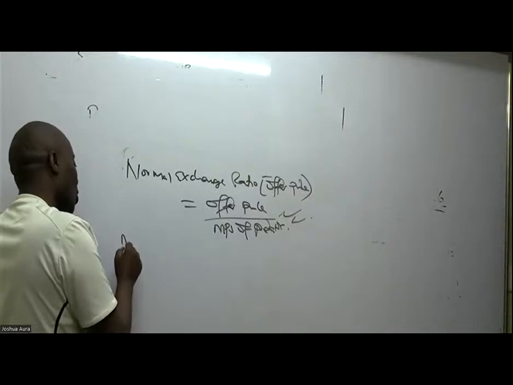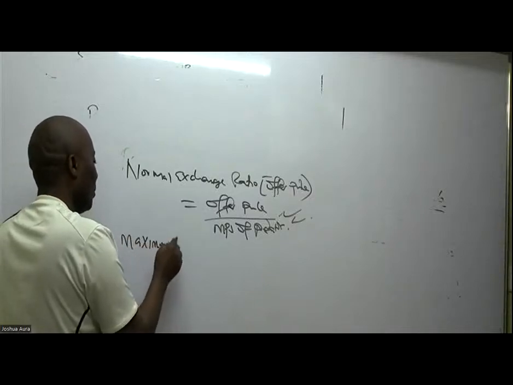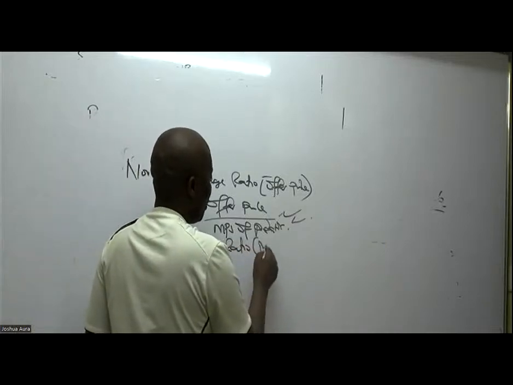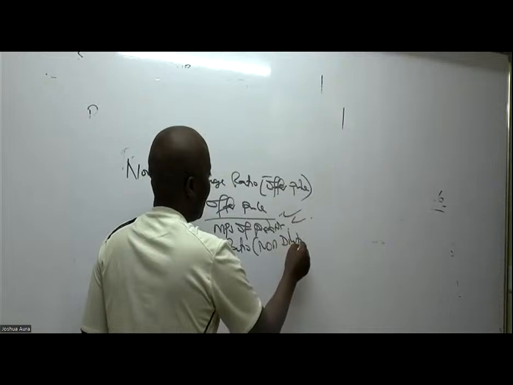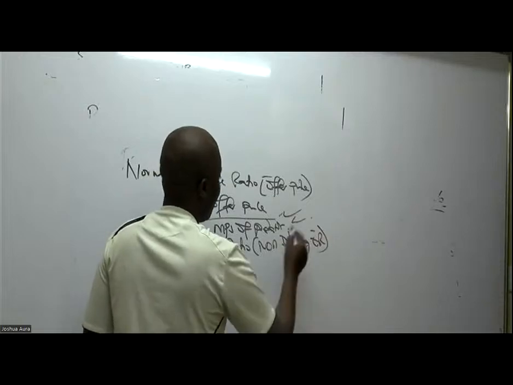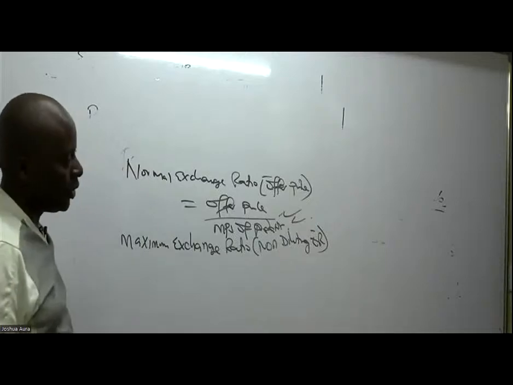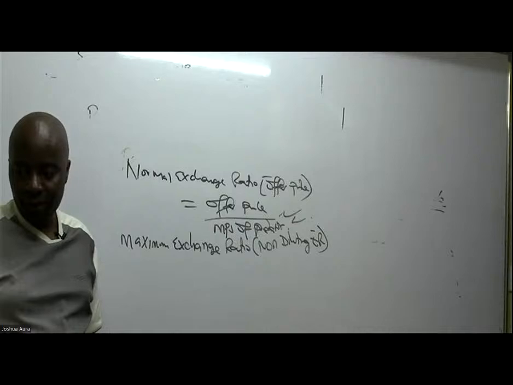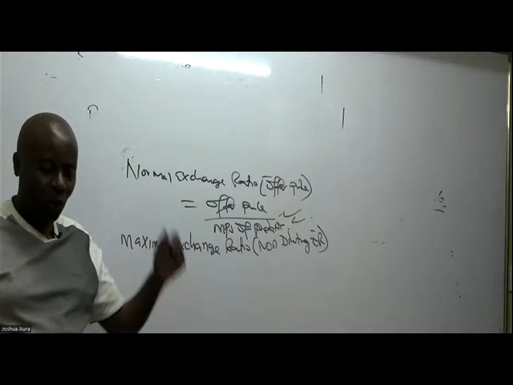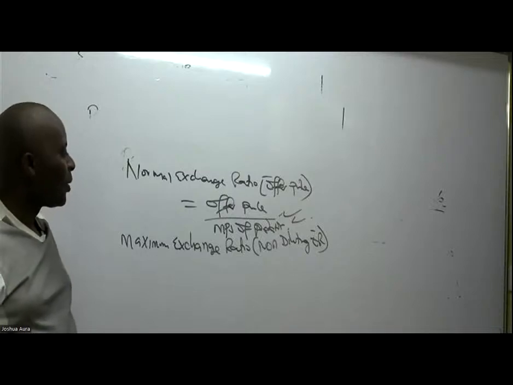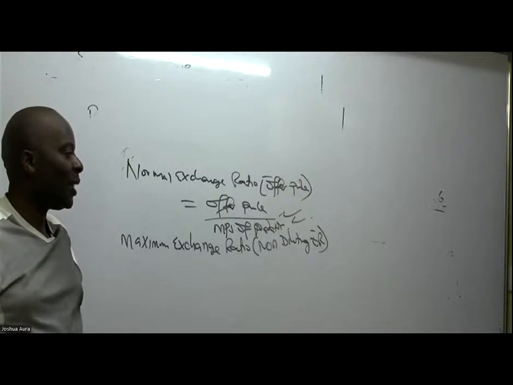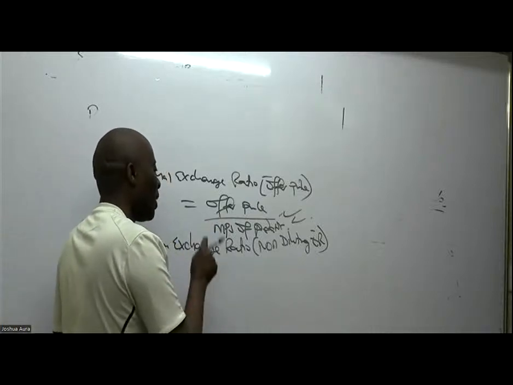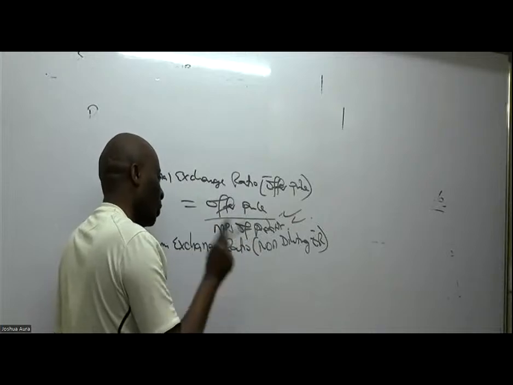And then we have what we call the maximum exchange ratio, which is the same as the non-diluting exchange ratio. So if I use this exchange ratio, which is the maximum, then the EPS of the company will not be diluted.